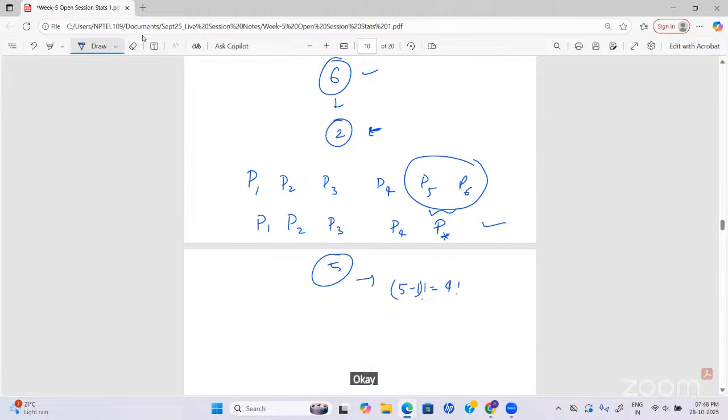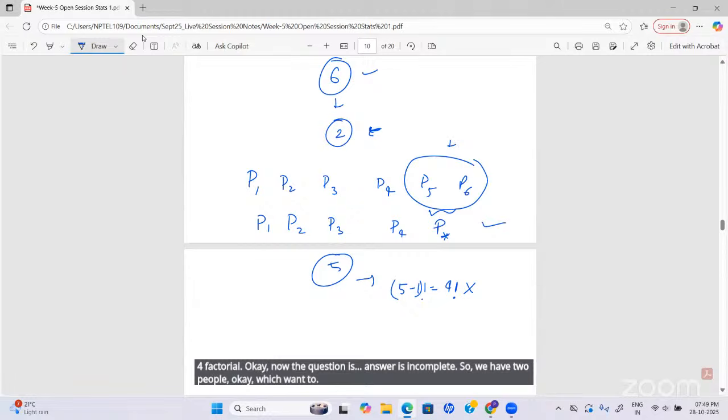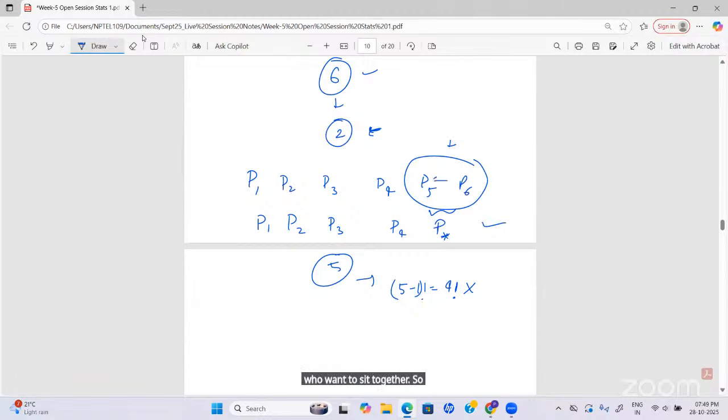Now the answer is incomplete. We have 2 people who want to sit together, so these 2 persons can be arranged in 2 factorial ways. So you have to multiply by 2 factorial.